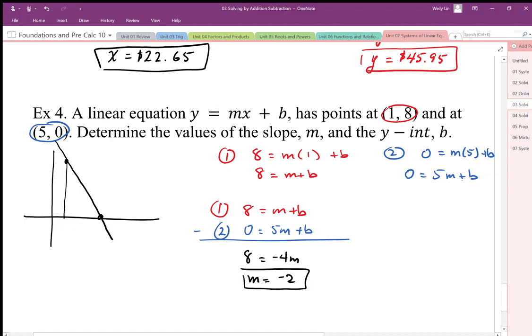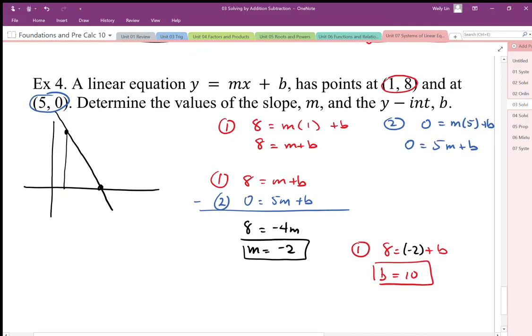I can find my y-intercept by plugging into one of these equations. I'm going to plug it back into equation 1. Okay, plugging back into equation 1, I get 8 equals m plus b. Well, we worked out m to be negative 2. That allows us to solve for b. b is equal to positive 10.